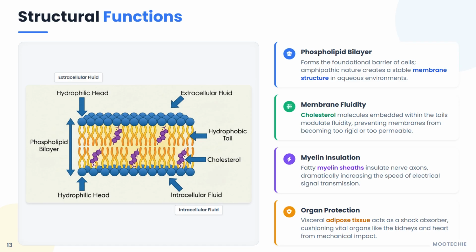And we can't forget myelin insulation. Fatty myelin sheaths wrap around nerve axons, acting like the insulation on an electrical wire. This dramatically increases the speed of electrical signal transmission in our nervous system. And we can't forget organ protection. Visceral adipose tissue acts as a natural shock absorber, cushioning vital organs like the kidneys and heart from everyday bumps and impacts. The diagram on the slide beautifully illustrates that. We see the phospholipid bilayer with the hydrophilic heads facing the extracellular fluid and the intracellular fluid, and the hydrophobic tails tucked safely in the middle, creating a stable barrier.